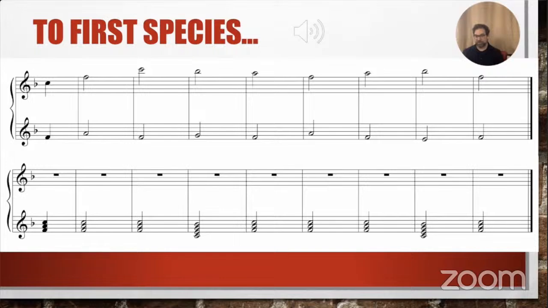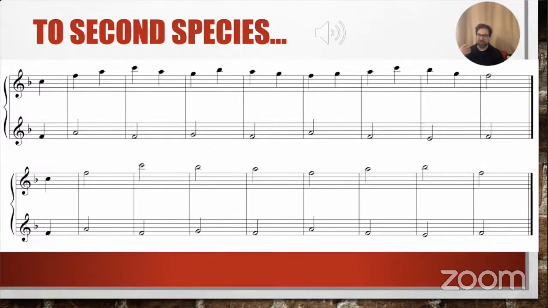Why not more than 4? Because at that point you start to create monotony. You want to keep the motion moving. You want to make it sound like the two lines are independent. If they start following each other in parallel motion, both going in the same direction all the time, then we lose some of that independence. So this would be an example of how you could take Haydn's piece and turn it into first species.